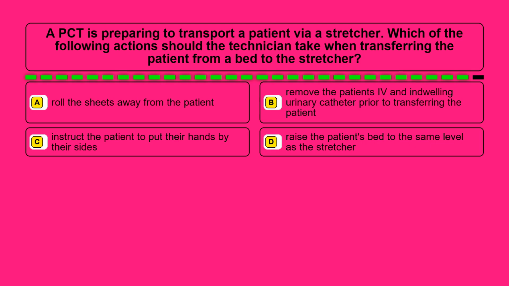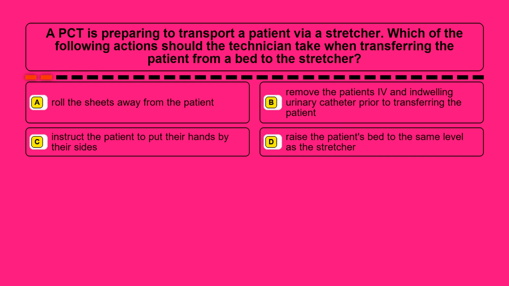Question 48. A PCT is preparing to transport a patient via a stretcher. Which of the following actions should the technician take when transferring the patient from a bed to the stretcher? Option A. Roll the sheets away from the patient. Option B. Remove the patient's Foley and indwelling urinary catheter prior to transferring the patient. Option C. Instruct the patient to put their hands by their sides. Option D. Raise the patient's bed to the same level as the stretcher.